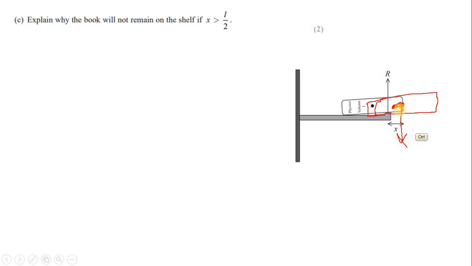So the weight is not passing through the shelf, and this weight will cause a clockwise movement, which is a net moment. Due to this net moment, the book will fall. So you will say that the weight will no longer act on the shelf. It is beyond the shelf, which causes a clockwise net moment.